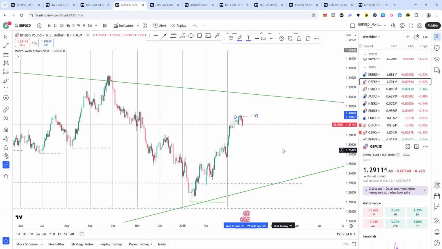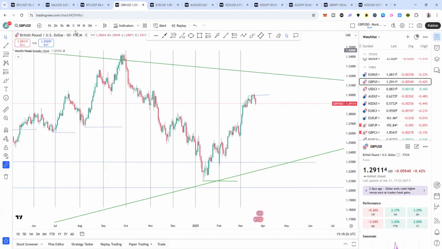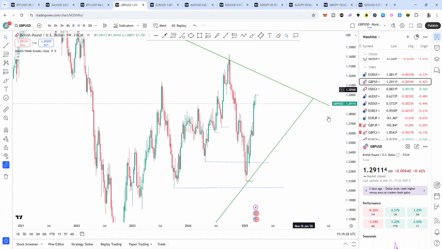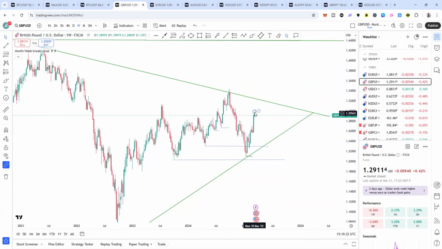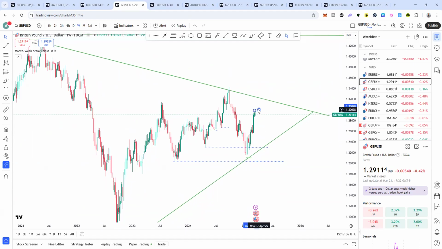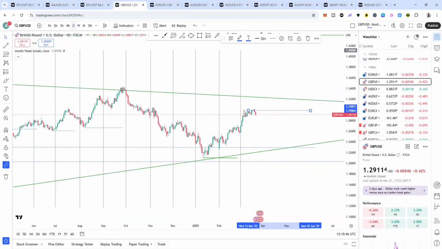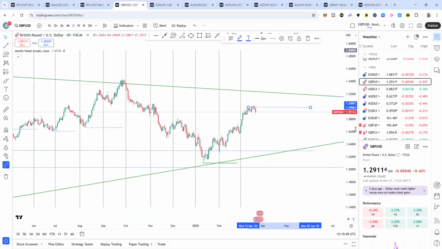That's why we are having this pullback. But if you ask me, I'm still super bullish on pounds. If you look at this weekly pullback, this high, I still feel that price is going to break through this high to the upside. So for now, what we're having for pounds is a pullback.